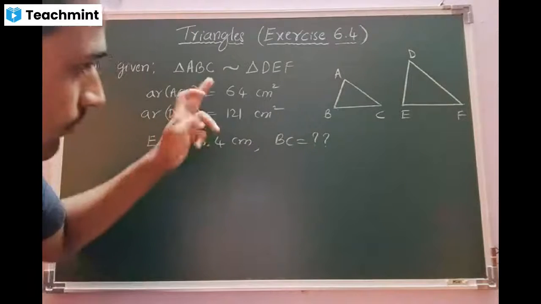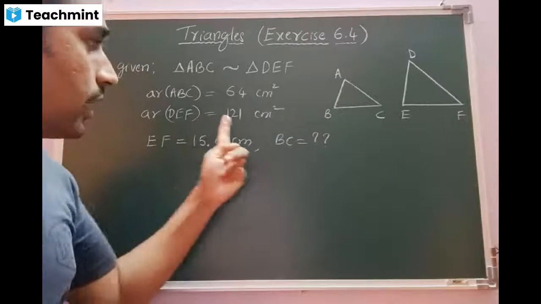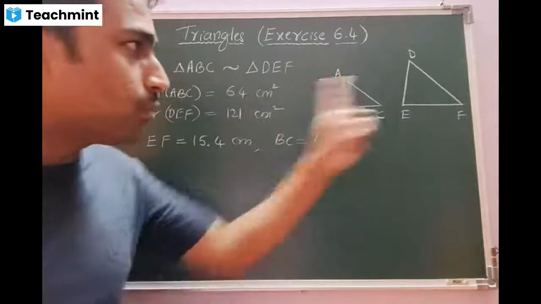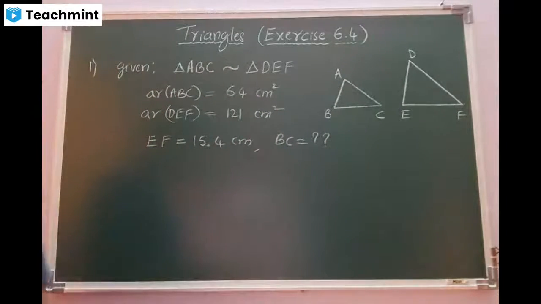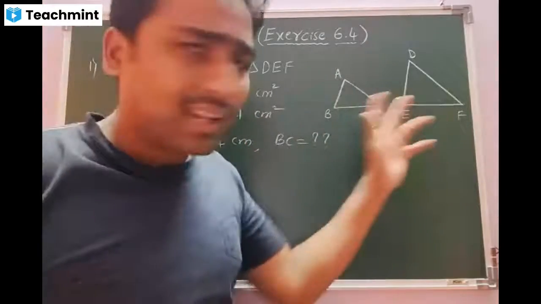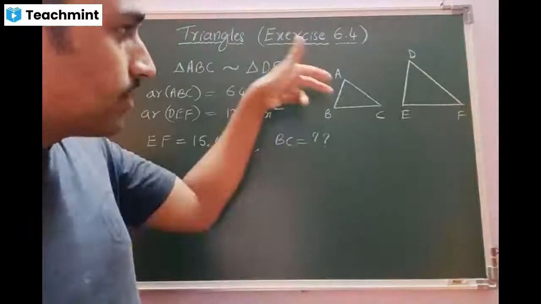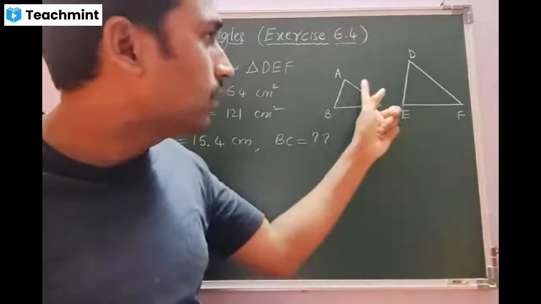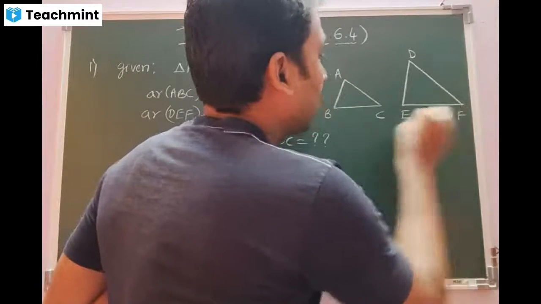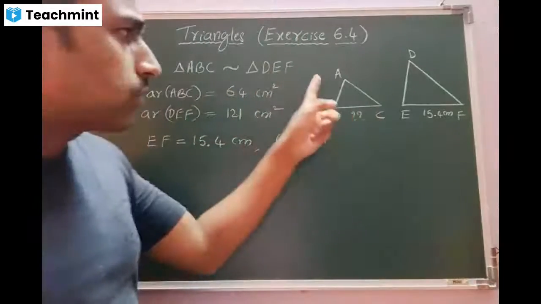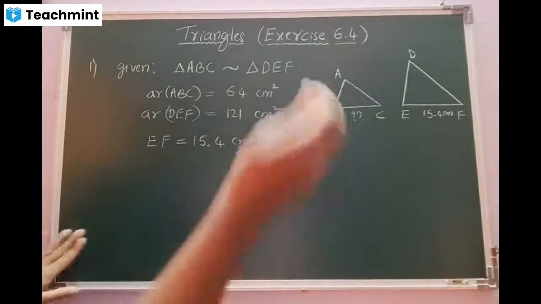Because the area of DEF is more. Since 121 is more, it should be bigger. 64 is less, so it should be smaller. Is that clear? Actually, there is no need of drawing the diagram. If you draw the diagram, you will understand the corresponding sides: AB with DE, BC with EF, AC with DF. Here they mentioned this one, 15.4 centimeter, and they are asking this one. There is no need of thinking about the other two.